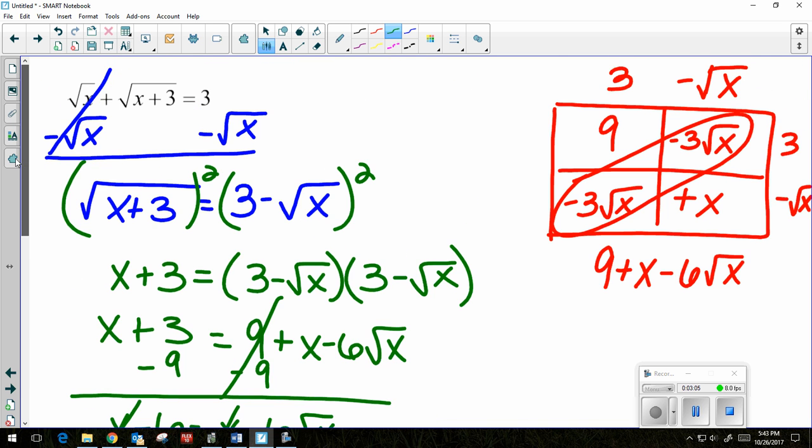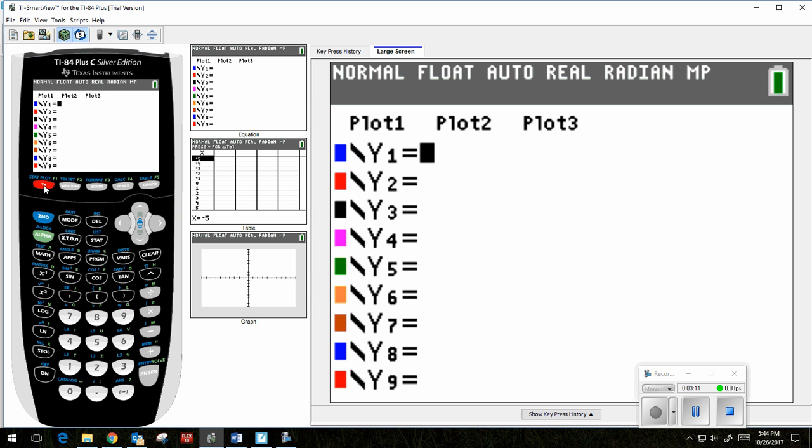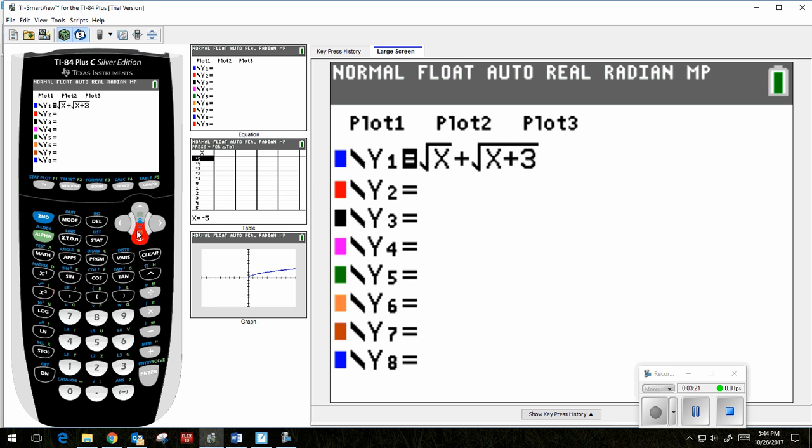I'll use the calculator for this one. In my calculator, in y1, I'm going to type in the left side: radical x, hit the right arrow to get outside, plus radical x plus 3. And then the right side of the equation was 3, so I'm going to put that in y2.